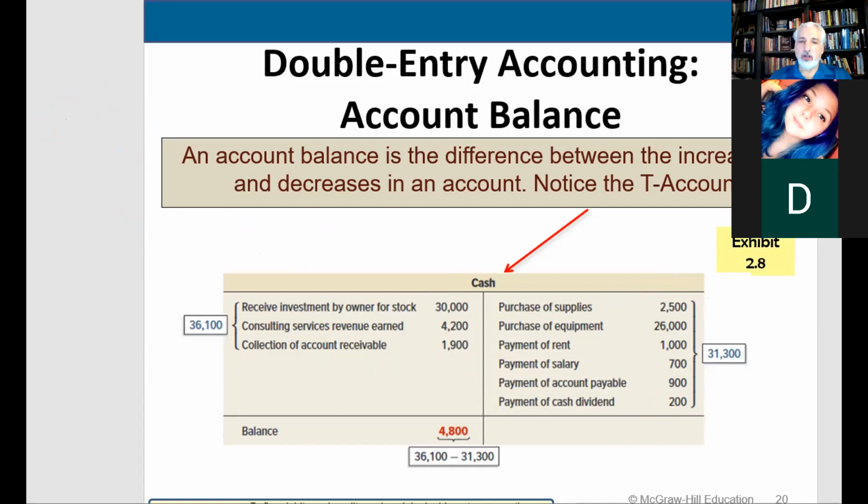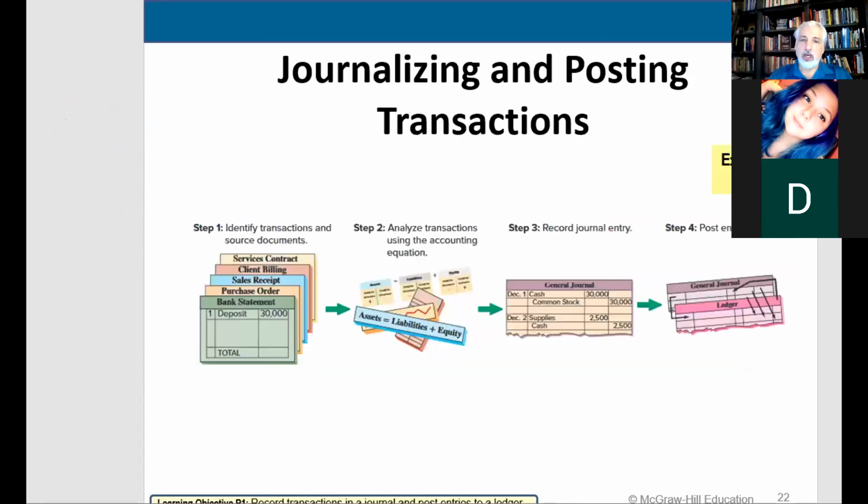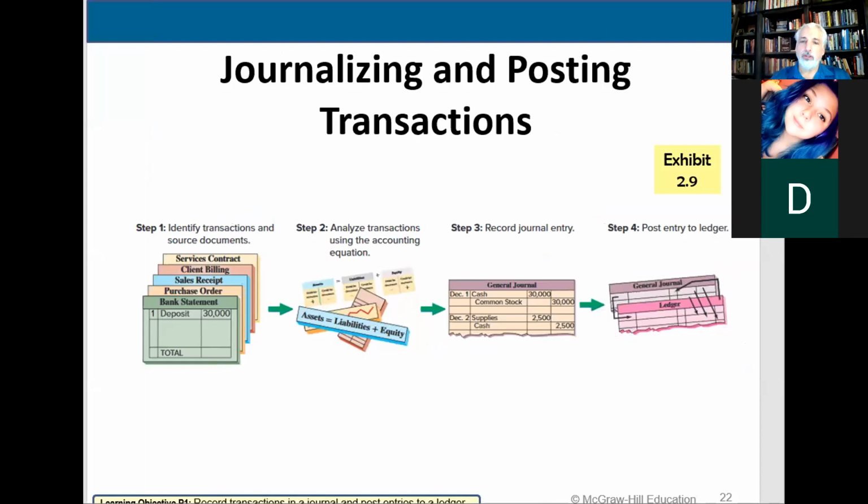So that's the big picture of where we're at and where we're going. Now, you saw last class, we had journals and postings. We had a four-step process. We identify the transactions. We figure out what accounts are going to get hit. We record the journal entry.